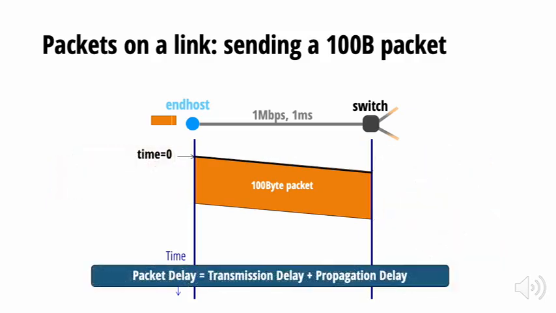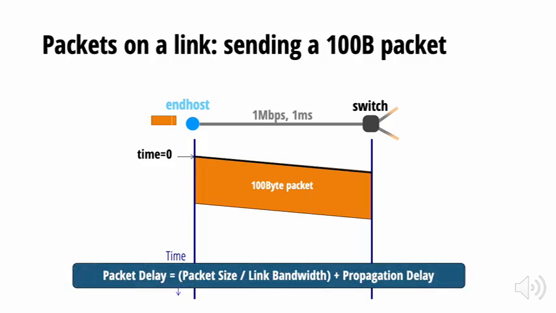That gives us this calculation: the packet delay is the transmission delay, which is the time to put the bits of the packet on the wire, plus the propagation delay, which is the time for those bits to travel across the wire. The transmission delay, in turn, is the packet size divided by the link bandwidth. So this is my delay across a single link. As we go through the semester, we're going to start talking about delays that packets experience across a series of links, but it all builds on this. Any questions?